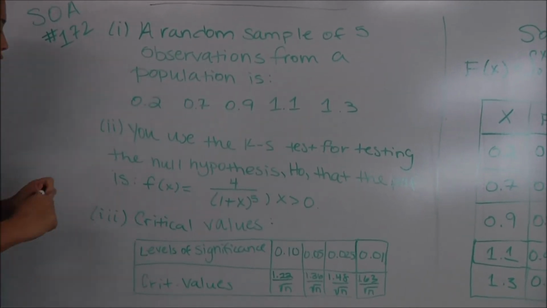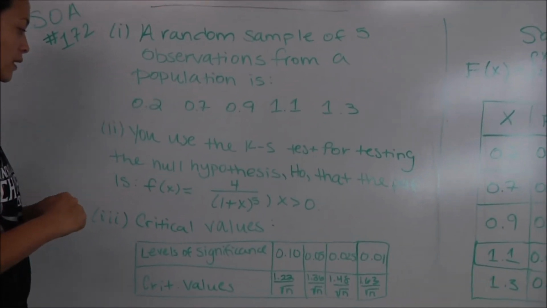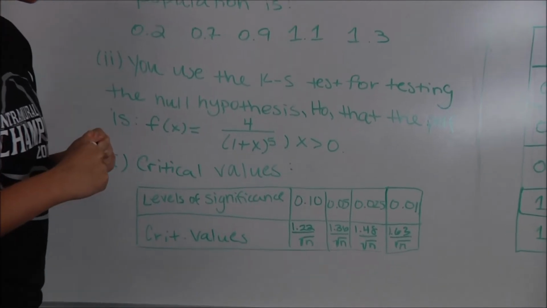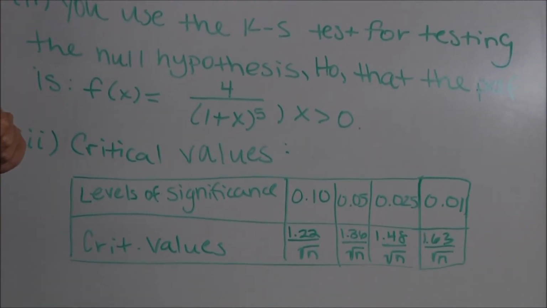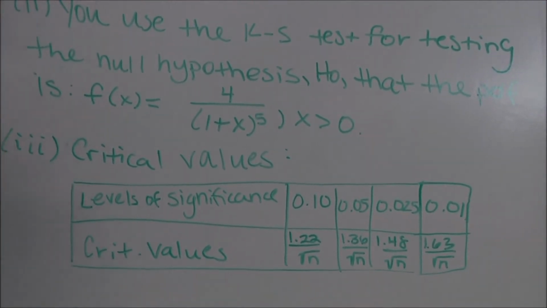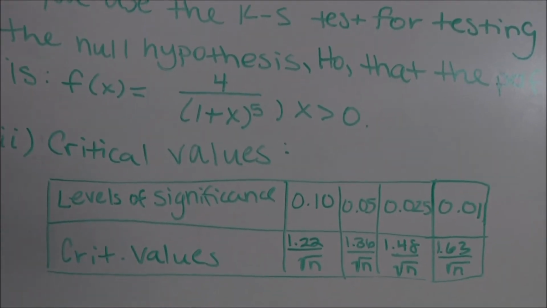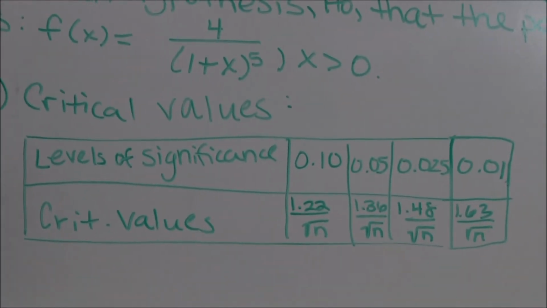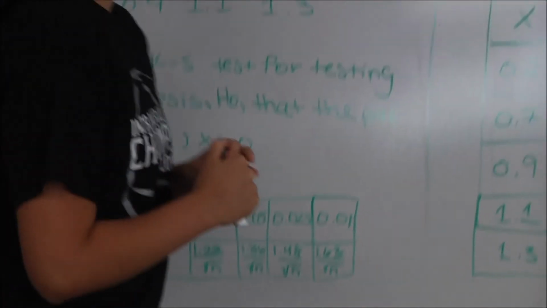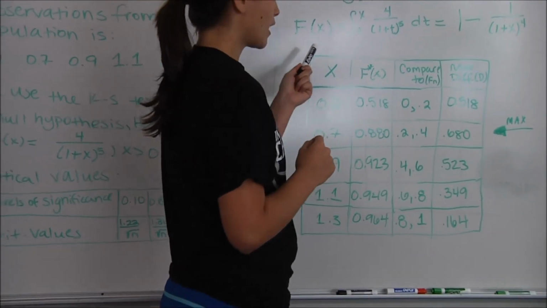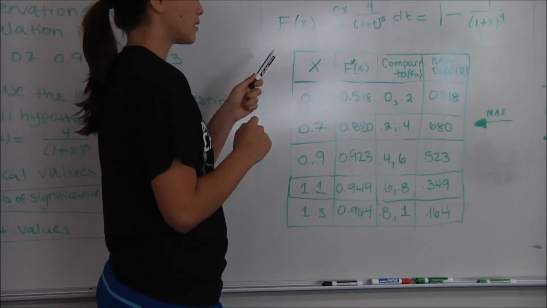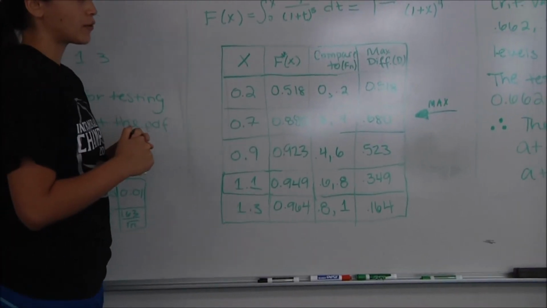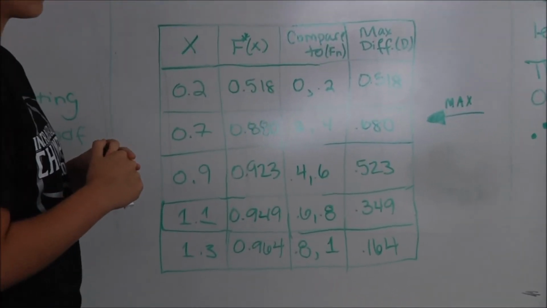So our critical values for this problem, given the levels of significance 10%, 5%, 2.5%, and 1%, are respectively 1.22 over the square root of n, 1.36 over the square root of n, 1.48 over the square root of n, and 1.63 over the square root of n. Moving on to the solution, we're going to take the integral for big F of x, the integral from 0 to x of 4 over (1 plus t) to the 5th power, and that's equal to 1 minus 1 over (1 plus x) to the 4th.